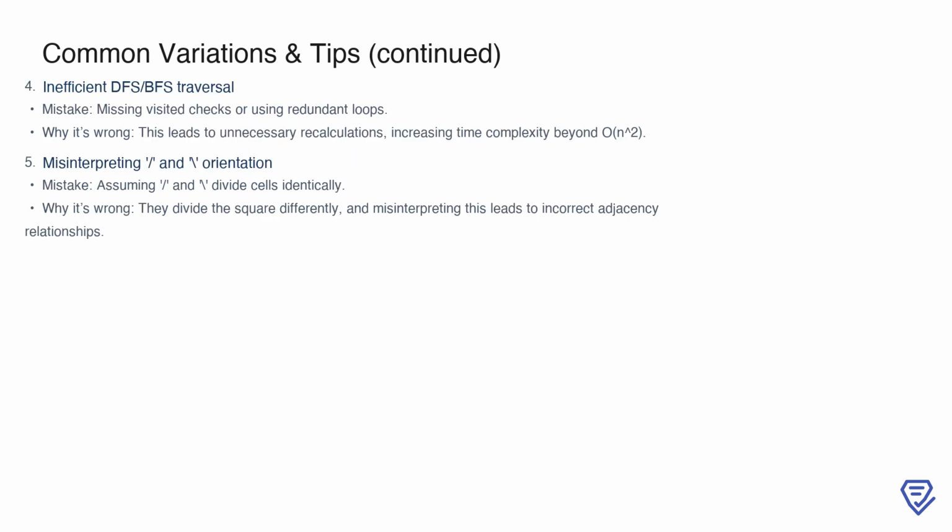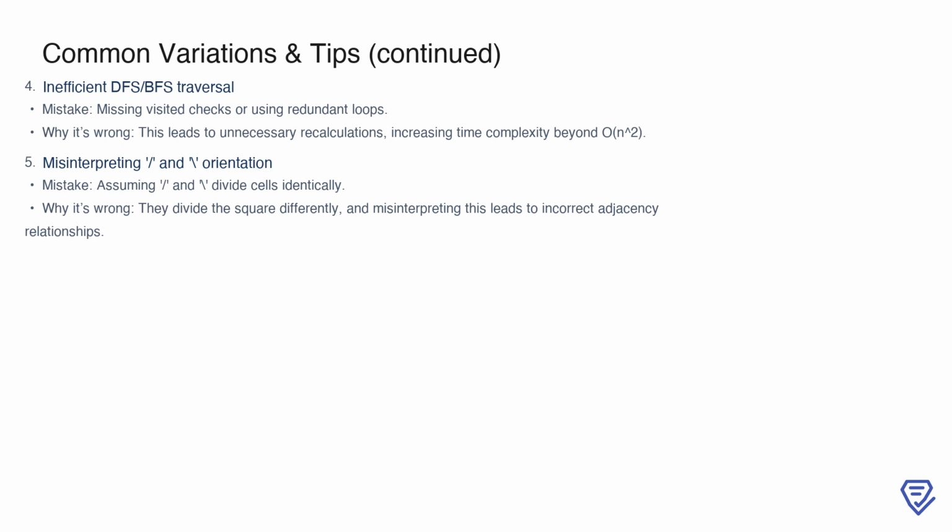Another common issue is inefficient traversal during DFS or BFS. Forgetting to check whether a triangle has already been visited or using redundant loops means these algorithms revisit the same nodes unnecessarily. This increases the time complexity and can slow down the solution significantly, especially for large grids.